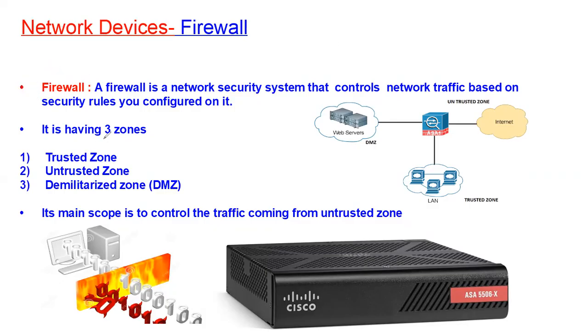This firewall is having three zones: trusted zone, untrusted zone, and demilitarized zone or DMZ. We will discuss these three different zones one by one in detail. For now, just remember this point: firewalls are used to secure your network. How it is securing, we will try to understand. We will take one example. Let me open the paint.